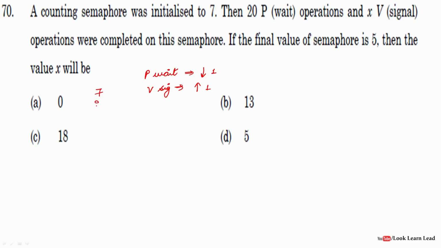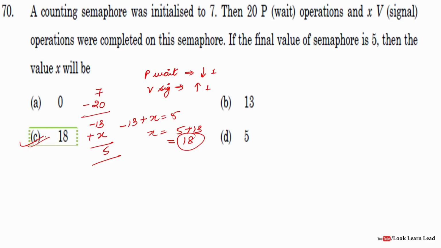So we are performing 20 P operations, so we would be subtracting 20. After that, our value would be minus 13. And after that, we would be performing X V operations. So X V operations is plus X. The final value after these operations is 5. So minus 13 plus X is equal to 5. So X would be equal to 5 plus 13, which is equal to 18. So our answer is C. This is our answer.